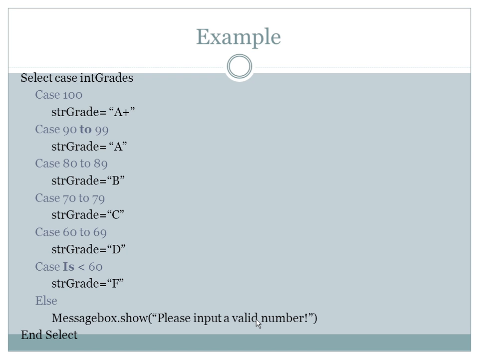Then at the very end, I have a case is less than 60. So if it's less than 60, then string grade will be set to F. Now I have a case else in this case, and I would just say messagebox.show, and then just please input a valid number. So if none of the cases are true, with the case else, I'm going to put in an else for if something is false. And then I have the end select.